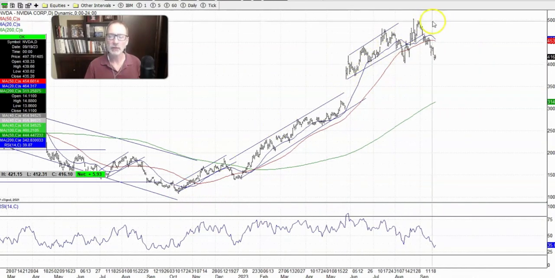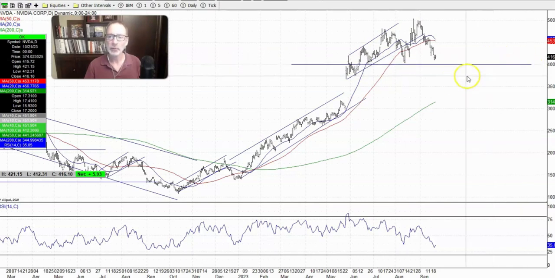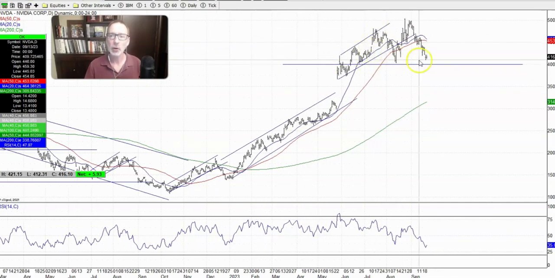But it has now fallen out of the channel. Right here, at this point, you're looking at some round numbers. $400 could be the next area of support. The 200-day moving average is lurking down here below. So some of these really expensive stocks can fall pretty good during the day. So we hope to find some support on NVIDIA.